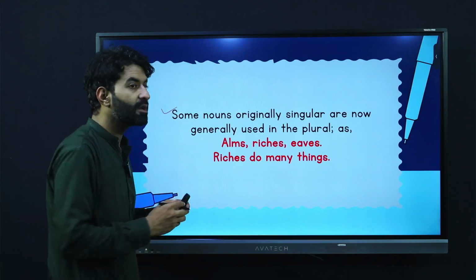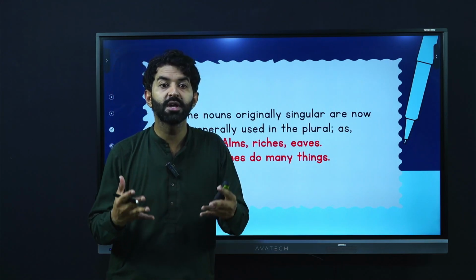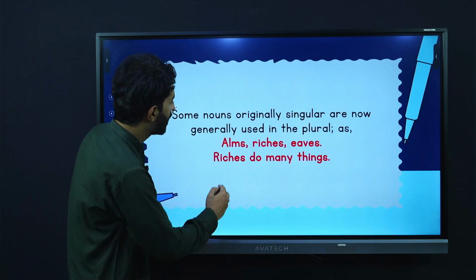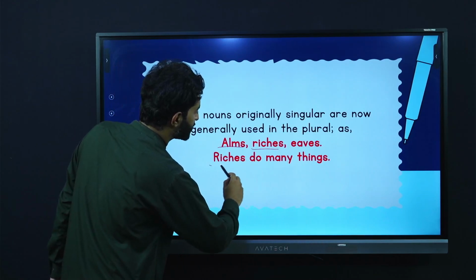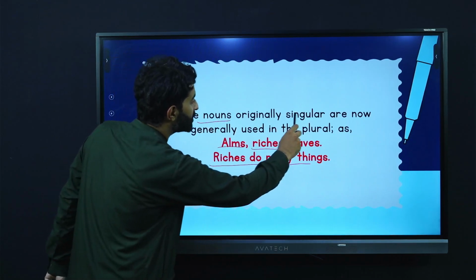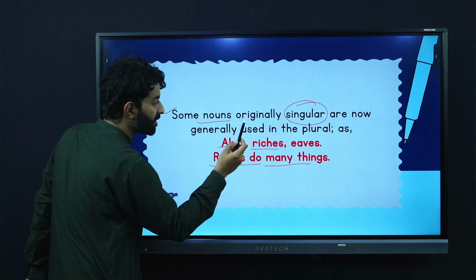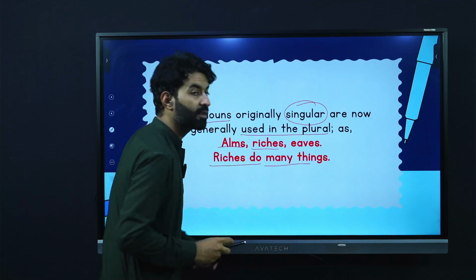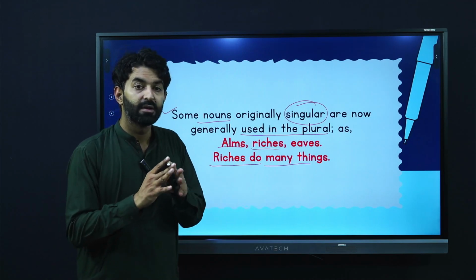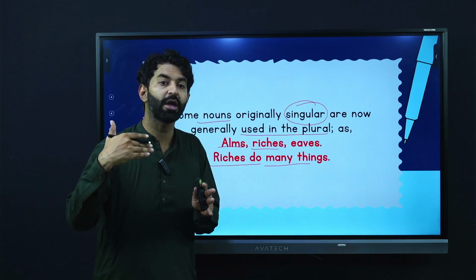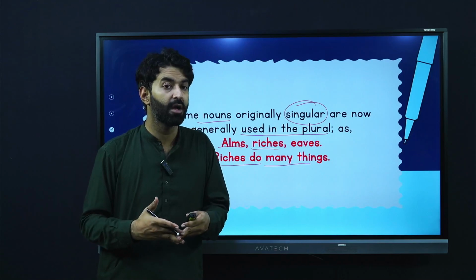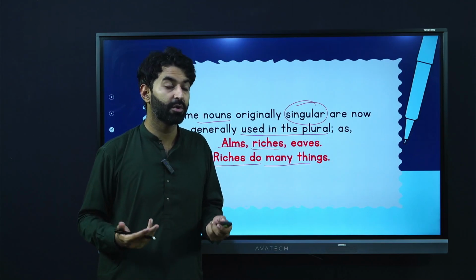Now, there are some nouns that are originally singular, but they are acting as plural nouns. Arms, riches, eaves. So these nouns are originally singular, but they are now used in the plural form and in the plural sense. So you don't do anything with them, but you can use them as your singular noun because you know they are singular, but they are acting like they are plural nouns.